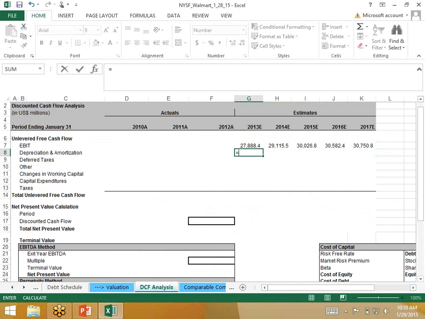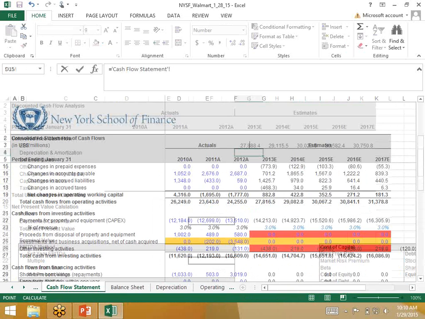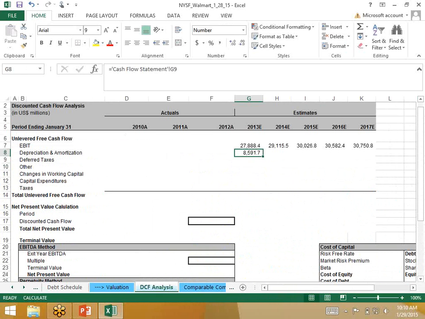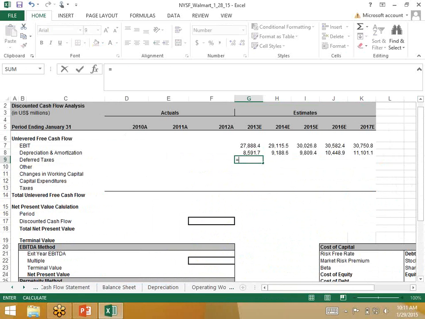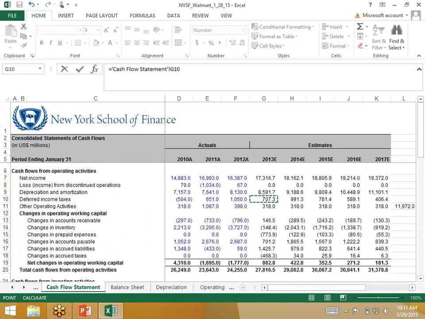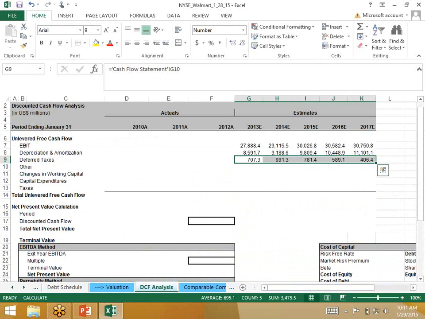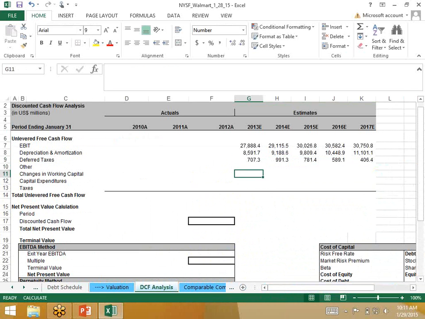And then let's get to depreciation. Depreciation, cash flow statement, 85917. Deferred taxes, 7073. Let's skip other for a second. I want to get into that discussion later.